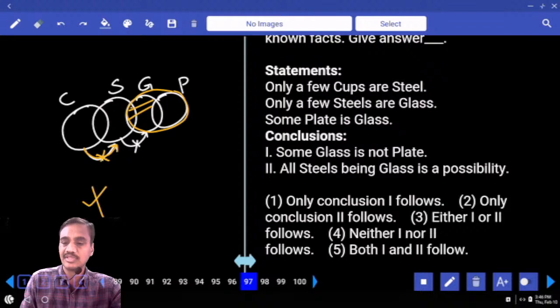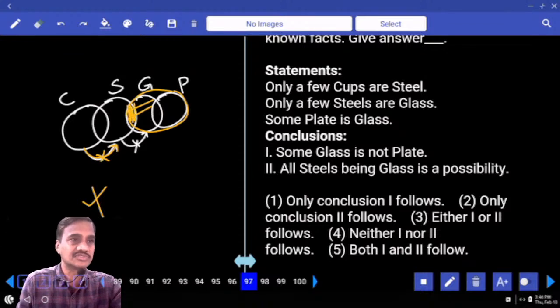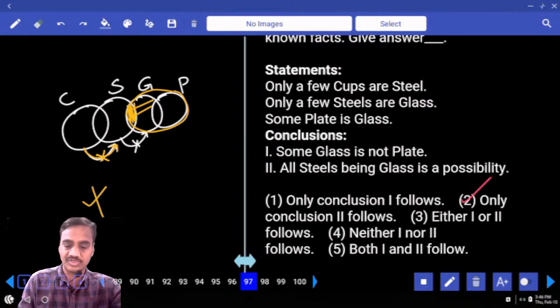And next one, some steel are glasses is possible. Is some steel are glasses possible or not? Yes. Now, this is the intersection of steel and glass. Whether it is there or not? Yes. Hence, what is your answer? Only two. Only two, that is choice two.